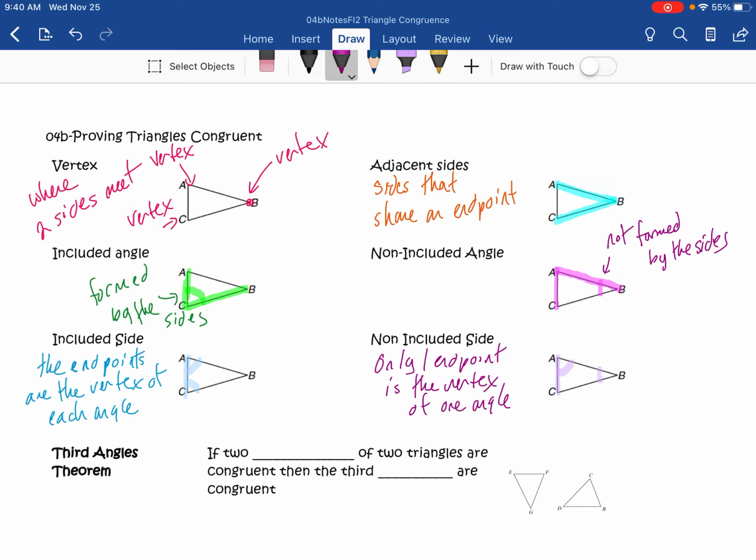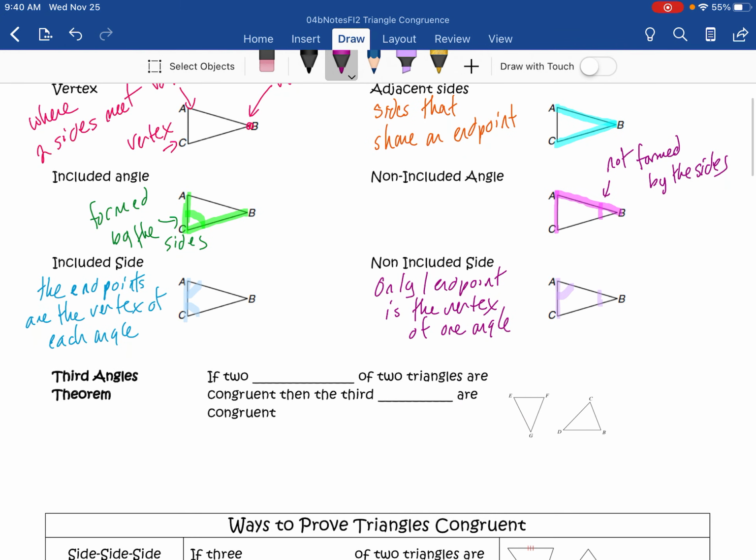It'll come into play. So last thing I want to talk about before I let you guys go do this activity is third angles theorem. So third angles theorem says if I tell you angle E is congruent to angle C, and if I told you angle F is congruent to angle B, you could conclude that the third angles have to be congruent to each other. That's what third angles theorem says.